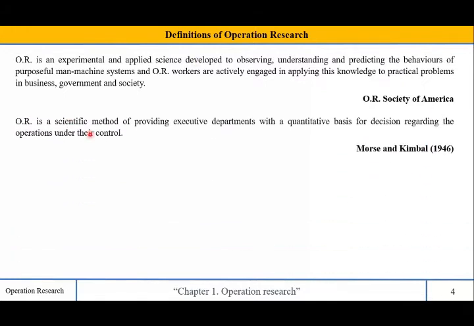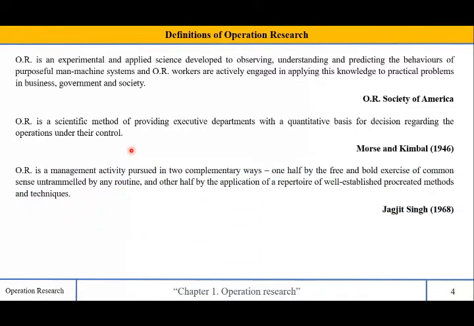Another one: operational research is a scientific method of providing executive departments with a quantitative basis for decisions regarding the operations under their control. So what is it? It is a scientific method for providing executive departments with a quantitative basis for decisions regarding operations under their control. That is Morse and Kimball.